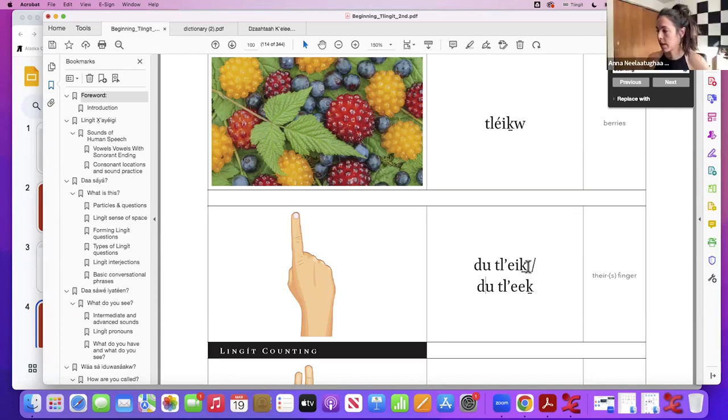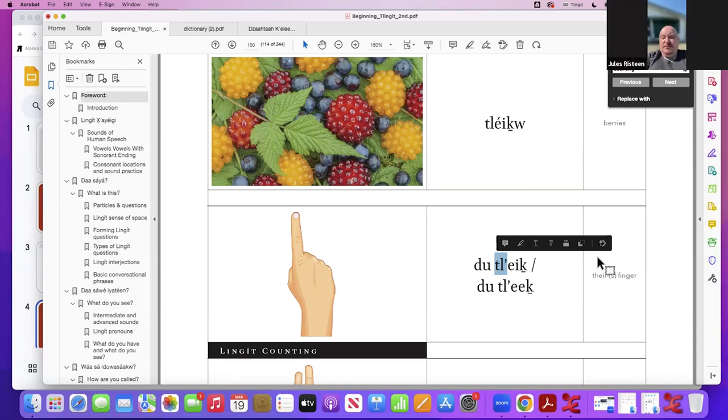You have an underlined K here, and that's pronounced in the back of your throat. And then you have a pinched TL, which will make it snappier and sharper sounding. So let's do it again one more time. Dutleq. So that's the word for their finger.